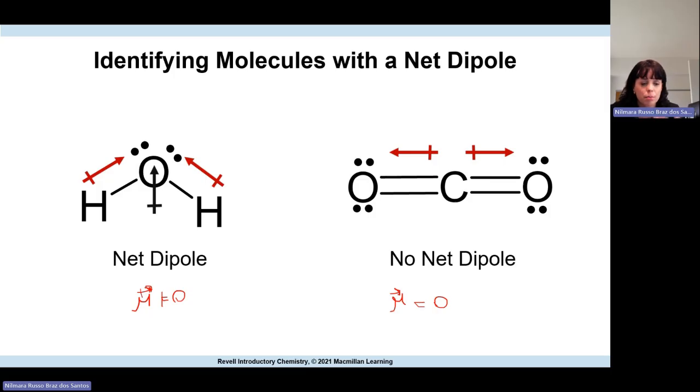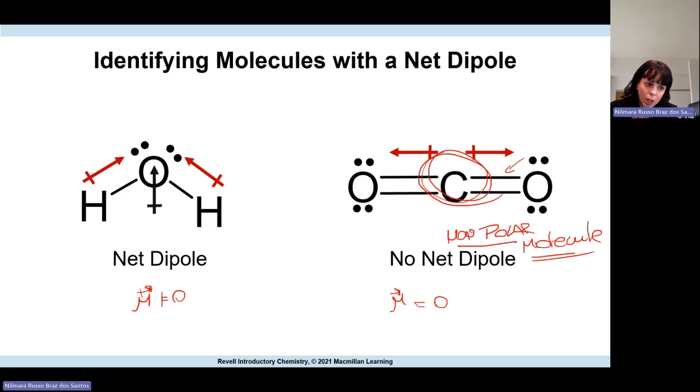In the linear position, we have no non-bonding electrons in the central element, so that is a non-polar molecule. That is the difference, and you need to pay attention to that. So we can have polar bonds but a non-polar molecule. And here we have polar bonds and also a polar molecule, okay?